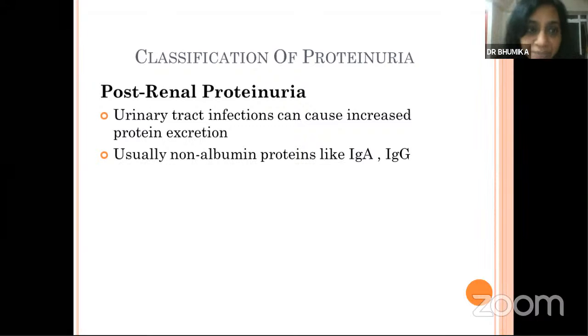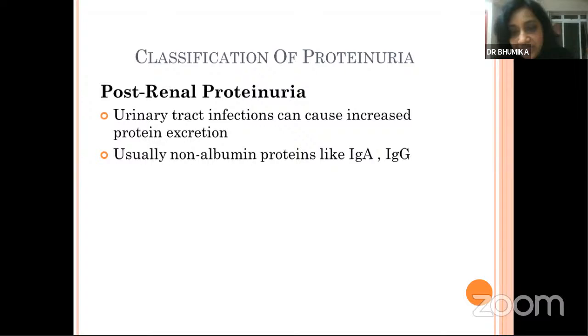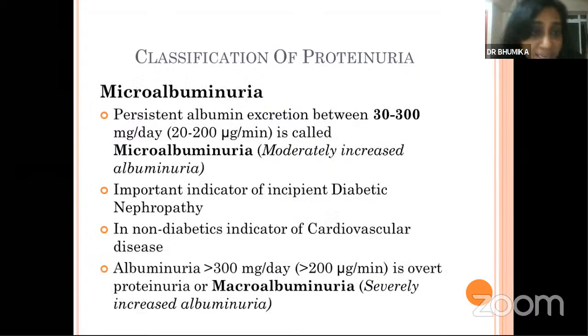Post-renal proteinuria. Here there is protein in urine, in urinary tract infections, which again causes an increased protein excretion. However, the proteins that are secreted in the urine are non-albumin proteins like IgA or IgG. Then another classification of proteinuria is on the type of protein, where it can be microalbuminuria or macro.